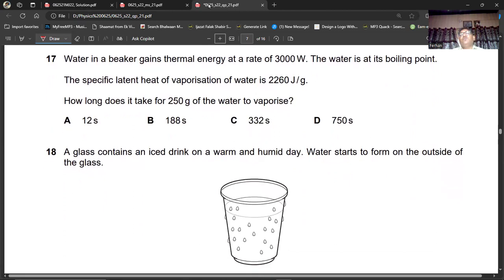You see, to mark the upper fixed point on a thermometer, we always put the bulb of the thermometer in boiling water, pure boiling water.